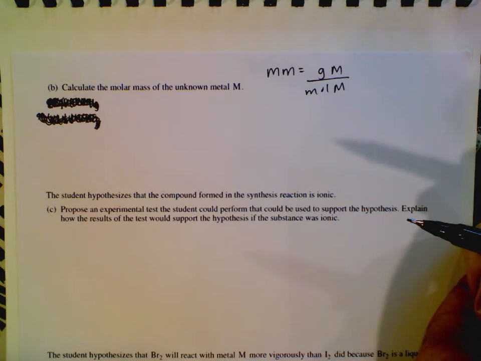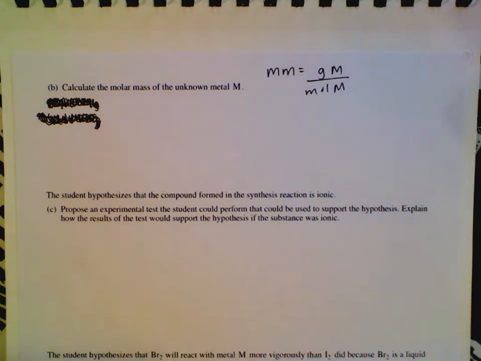So in part B, it asked me to calculate the molar mass of my unknown metal M. And in this particular case, I personally think that the way that they showed on the answer key is a little bit more complicated than the way that I would do it. So I'm going to show you how I would do it, and you can follow along with the answer key and decide which one makes the most sense to you.